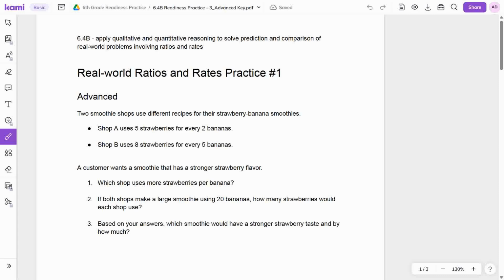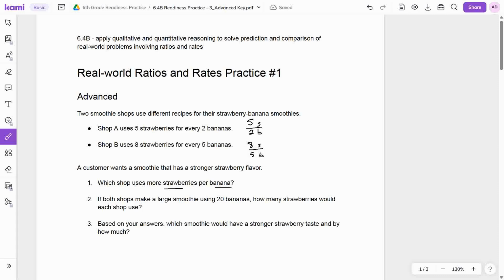So we have two smoothie shops, and they're using two different recipes for their strawberry banana smoothies. First, we need to figure out which shop uses more strawberries per banana. All right, so if we look at that strawberries per banana, that's asking us to find a unit rate here. So shop A has got 5 strawberries per every 2 bananas, right? And then we've got 8 strawberries for every 5 bananas here.